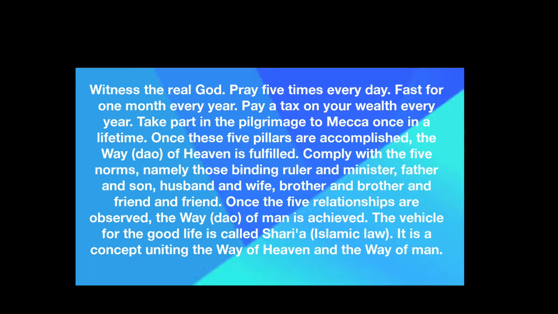Witness the real God, pray five times every day, fast for one month every year, pay a tax on your wealth every year, take part in the pilgrimage to Mecca once in a lifetime. Once these five pillars are accomplished, the way of heaven is fulfilled. Comply with the five norms, namely those binding ruler and minister, father and son, husband and wife, brother and brother, and friend and friend. Once the five relationships are observed, the way or the Tao of man is achieved. The vehicle for the good life is called Sharia, Islamic law. It is a concept uniting the way of heaven and the way of man.